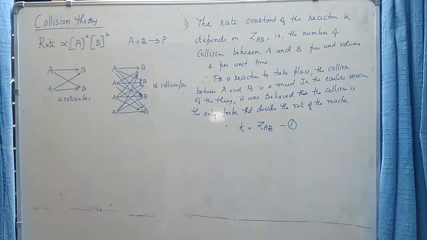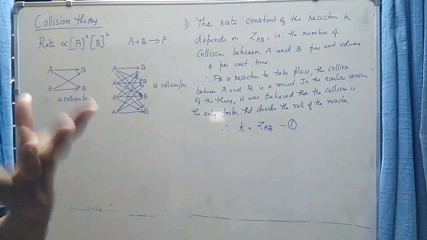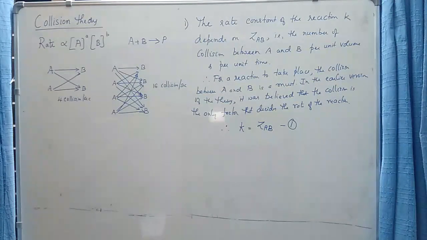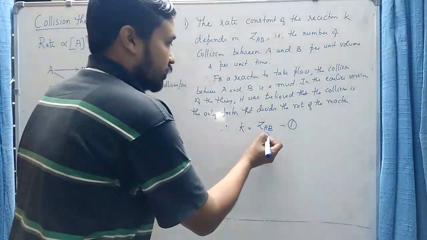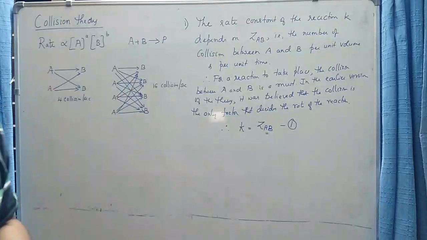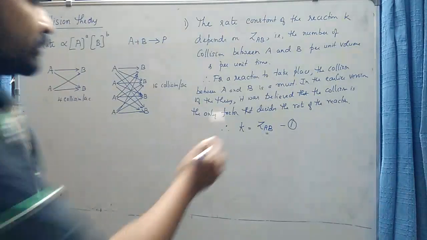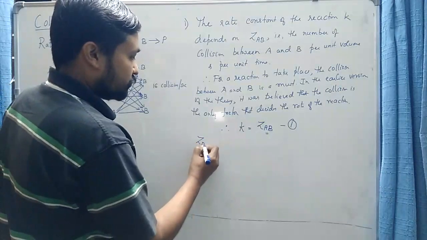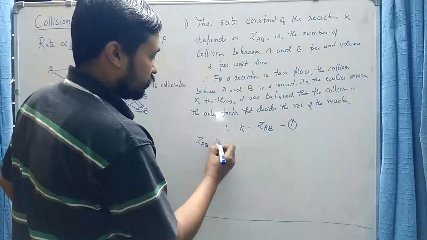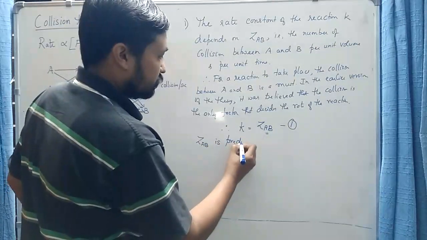Each collision should result in the formation of product. It should undergo a chemical reaction. So how to calculate ZAB? The number of collisions between the molecules A and B is calculated. You can calculate ZAB, or you can predict its value.